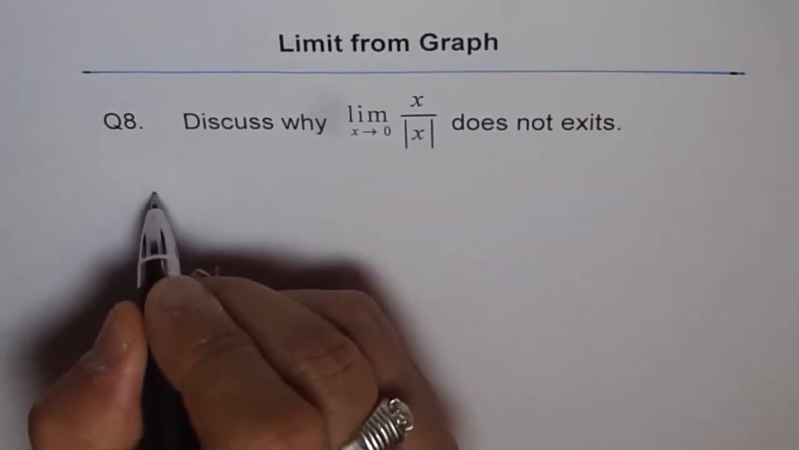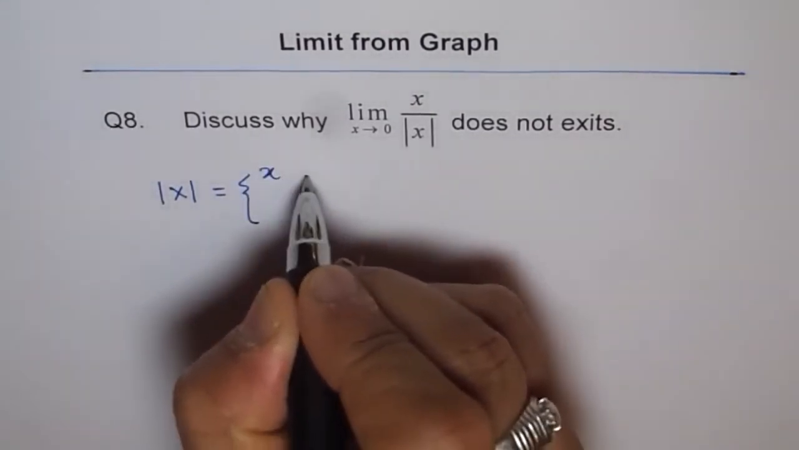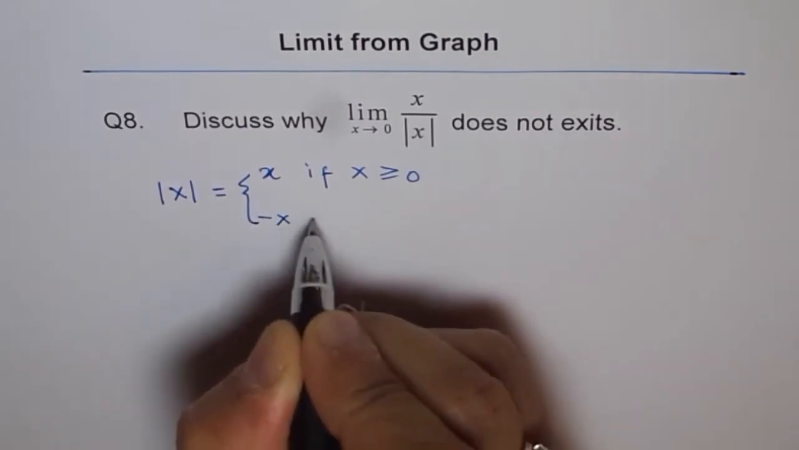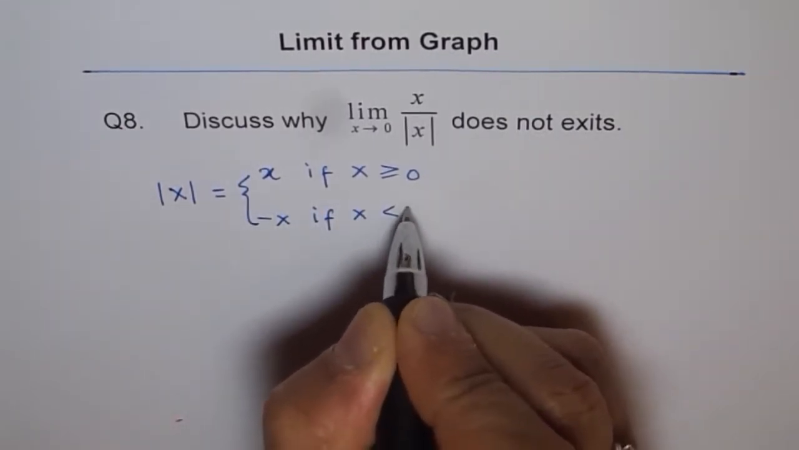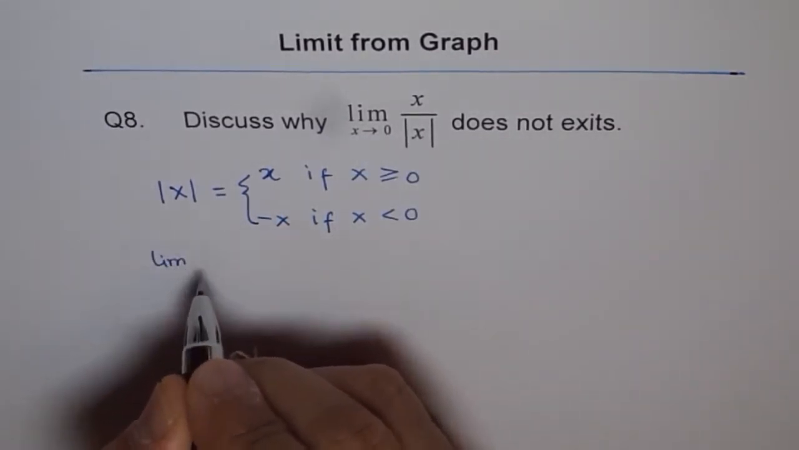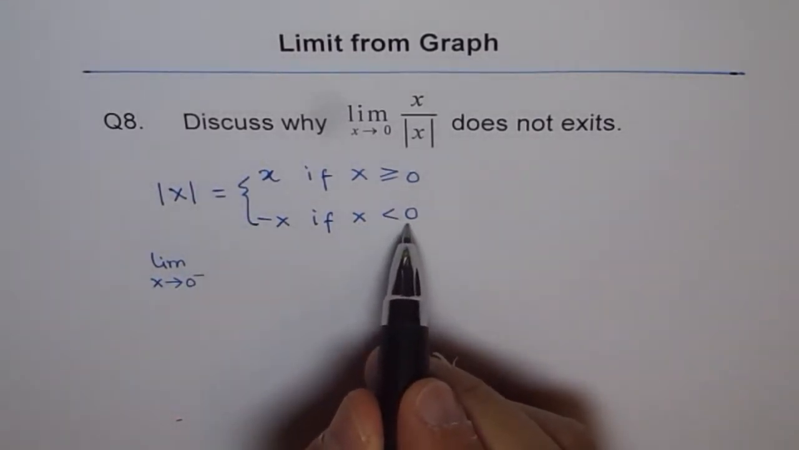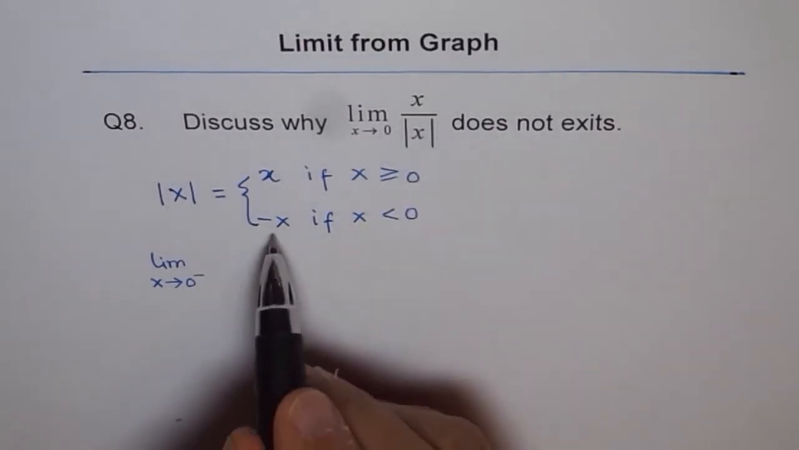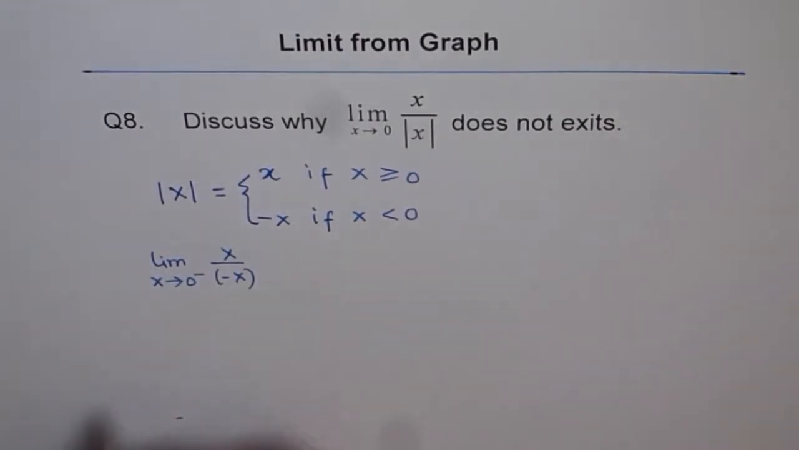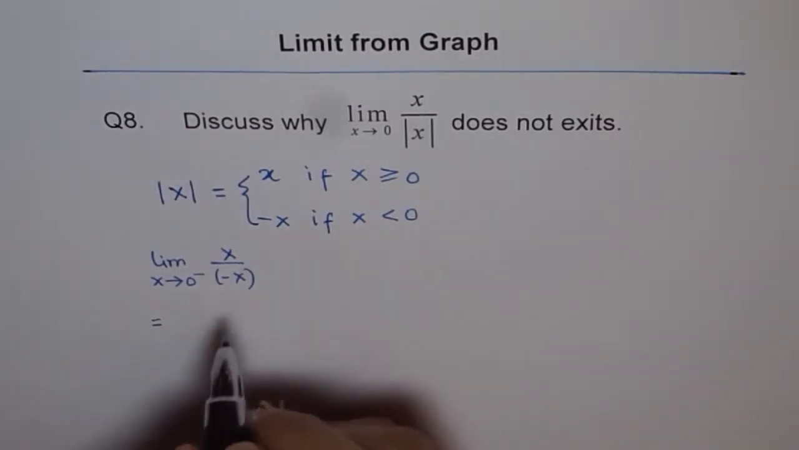What is absolute x? Absolute x, as you know, is equal to x if x is greater than or equal to 0, and is equal to minus x if x is less than 0, right? That means this function can be written like this. The limit when x approaches 0 from the negative side, that means x is less than 0, absolute x is minus x, so it could be written as x over minus x, right? When approaching from the minus side, we have this limit equals minus 1.